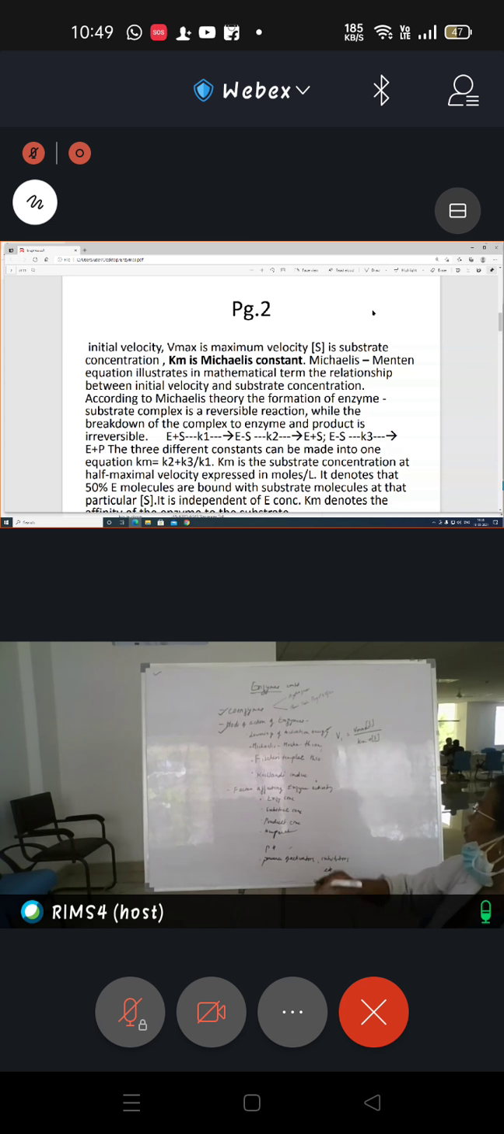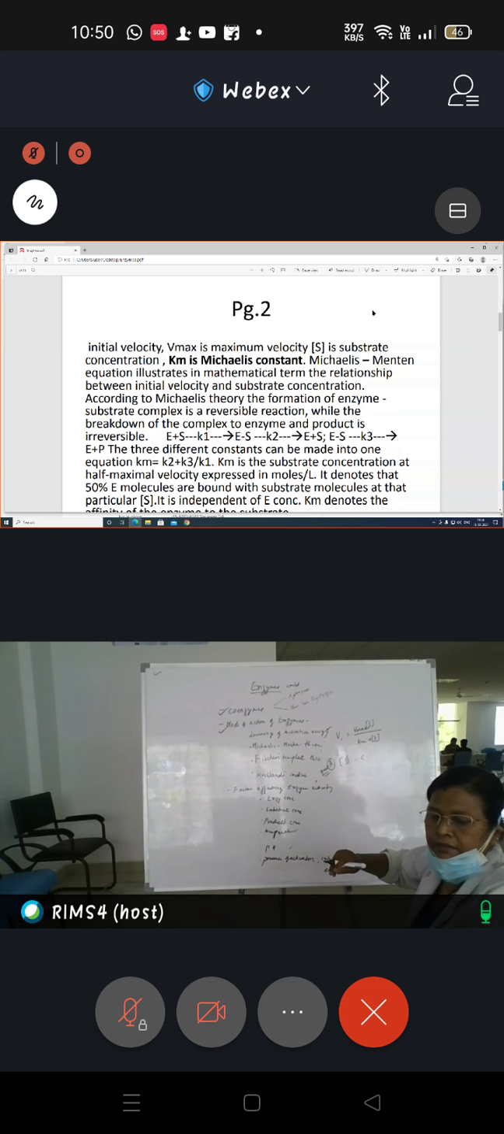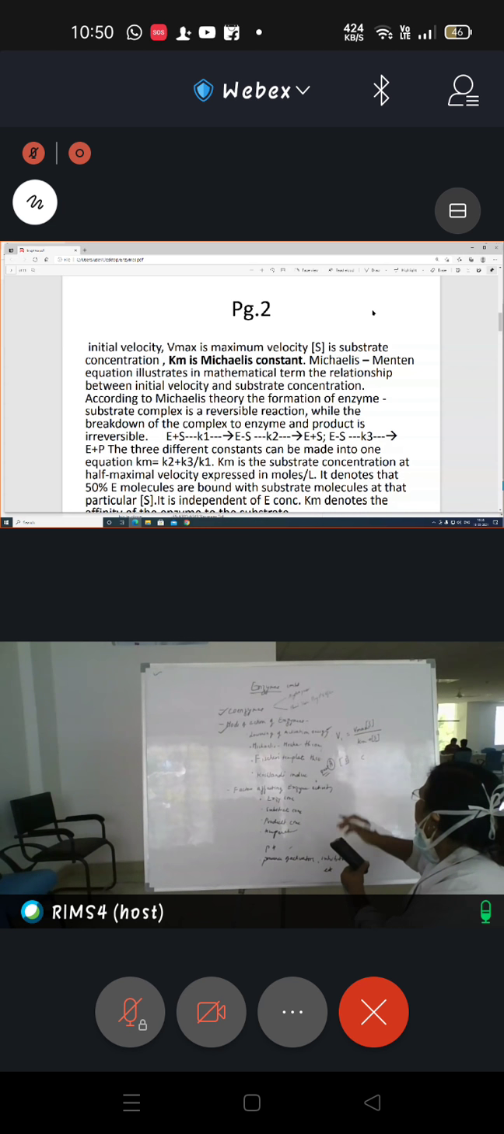Now coming to the points. I told you there are three points: A, B, C. Suppose at point A, in the graph, we can say that the substrate concentration is less than the Km.